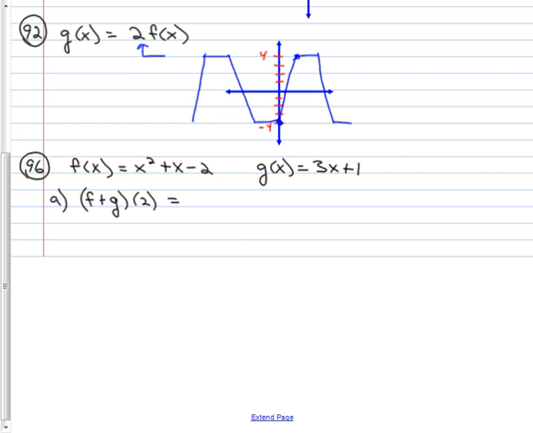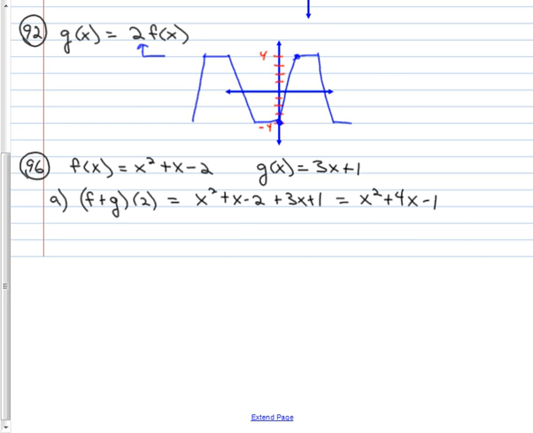f plus g means our functions are added together, and then I'm going to substitute a 2. I'm going to take that approach. I'm just going to add the functions together. x squared plus x minus 2 plus 3x plus 1. I'm going to add like terms. x squared, we have x plus 3x, that's plus 4x. Negative 2 plus 1 is a minus 1.